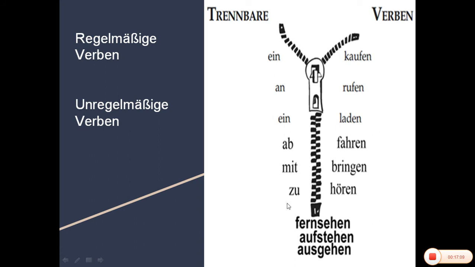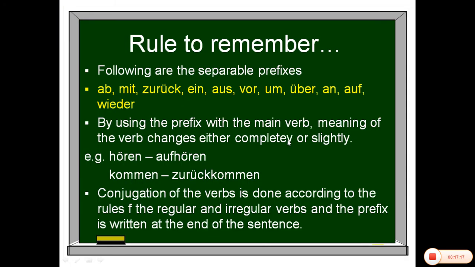You do not need to change anything, but you need to write it at the end of the sentence. So let's see the rules first. Following are the separable prefixes. These are some of them. Okay, fair, for example, is also there, or in the book we can find some other words.